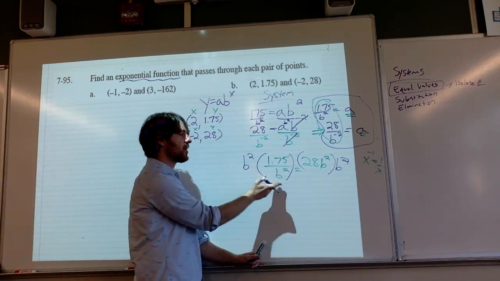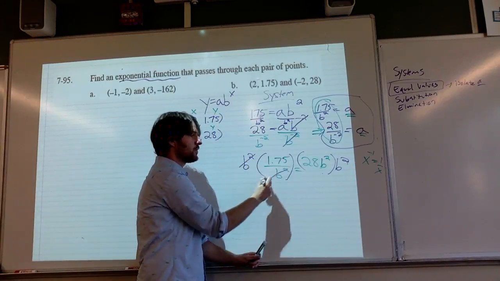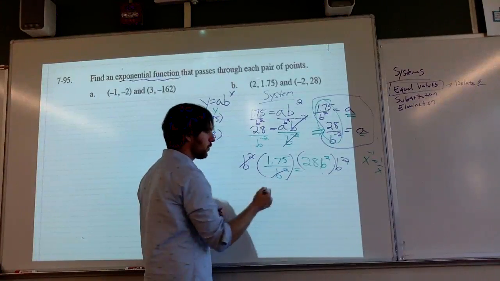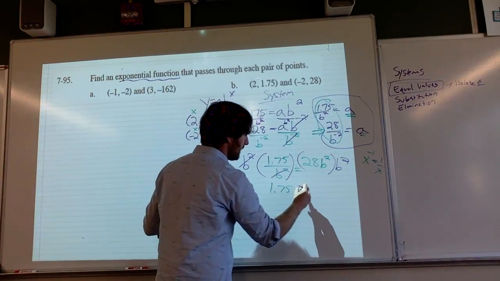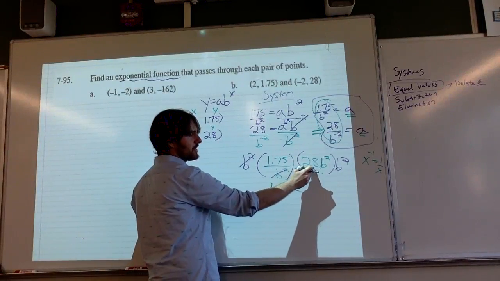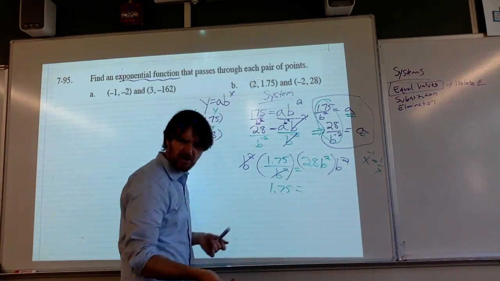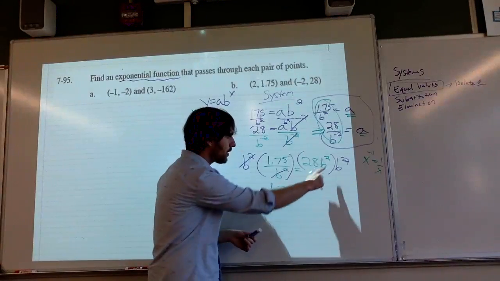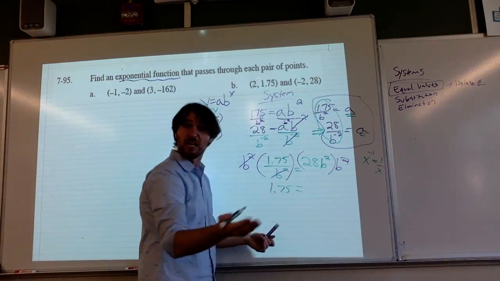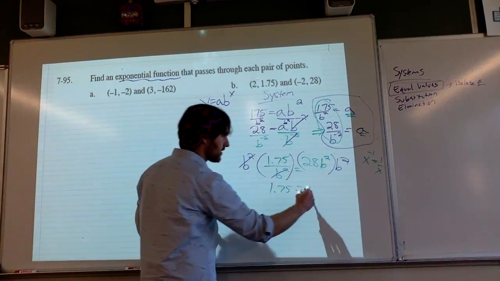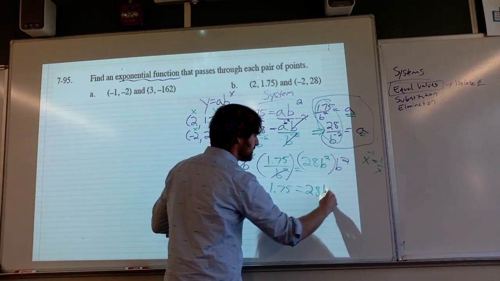Why? Well, b squared divided by b squared equals 1, so I'm left with 1.75 on the left side of the equation. On the right side, I have 28 times b squared times b squared again. And when multiplying b squared by b squared, what do you have to do with the exponents? You have to add them. So this equals 28 times b to the 4th power.